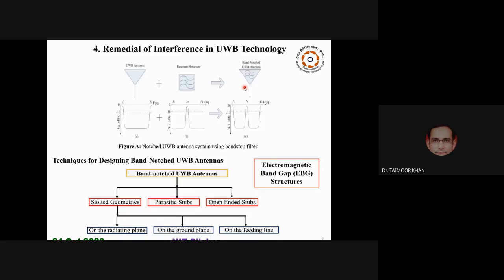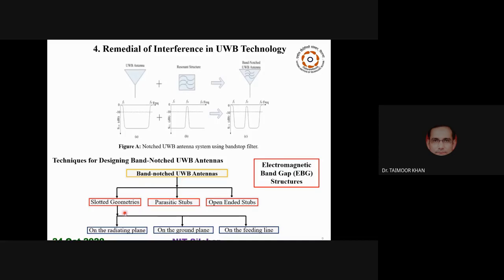Then people started thinking, is it feasible to incorporate the filter characteristic within the UWB antennas? Keeping that question in mind, several solutions came into the market which showed that, yes, it is possible to incorporate the filter characteristic within UWB antennas. Different techniques have come into the market. These have been summarized here: band notch UWB antennas using slotted geometries, parasitic stubs, open-ended stubs, and again slotted geometries, where slots may be incorporated on the radiating plane, in the ground plane, or on the feeding line structures. These are one classification of creating ultra wideband antennas with band notch characteristics.